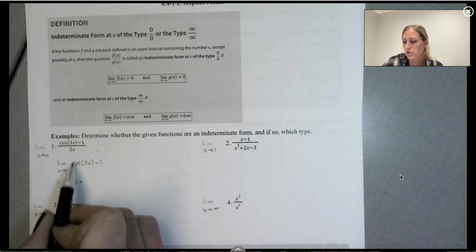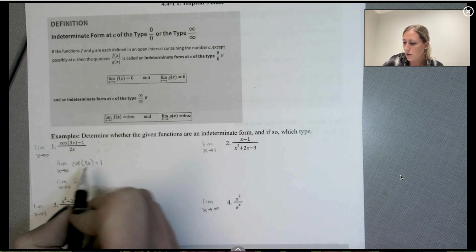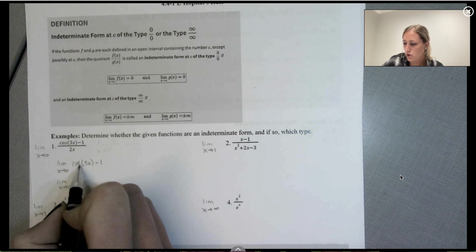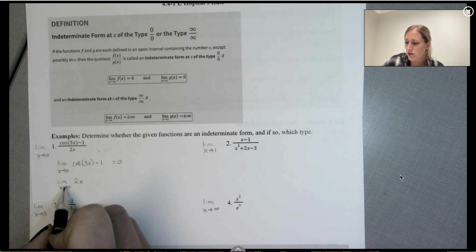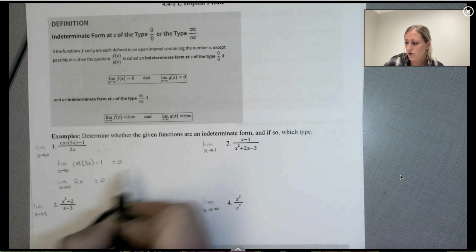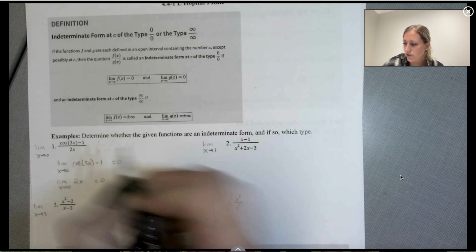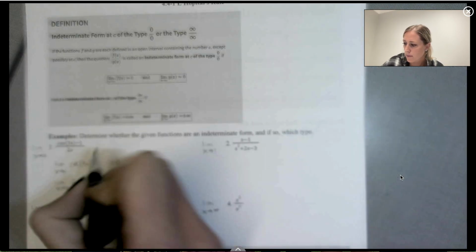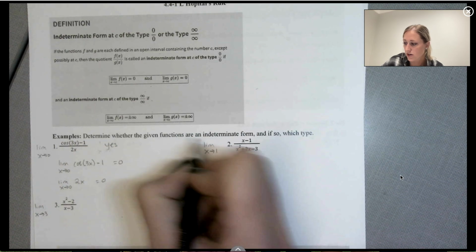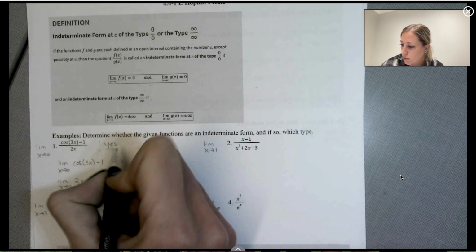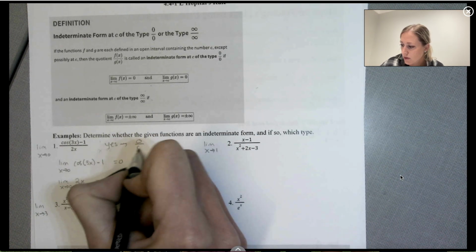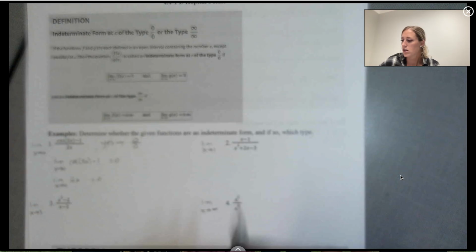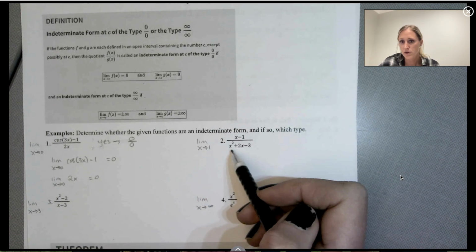If I substitute in 0 here, I would get cosine of 0, which is 1. 1 minus 1 is 0. If I plug in 0 in the denominator, I also get 0. So this does produce an indeterminate form, and it's this one, 0 over 0.